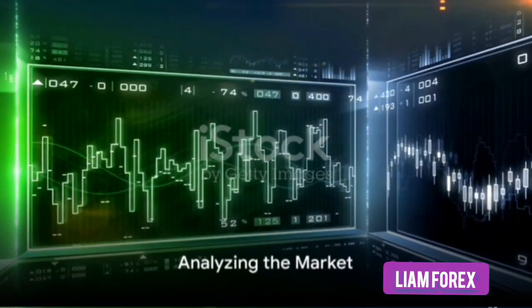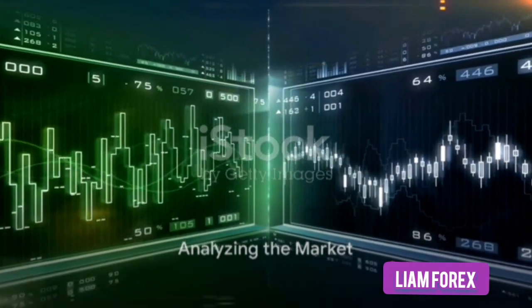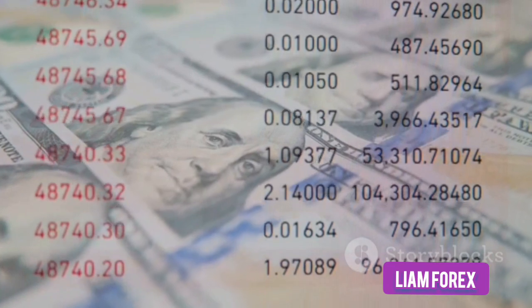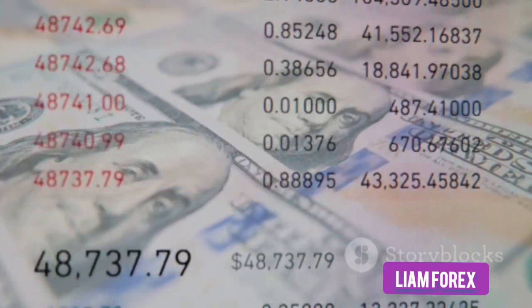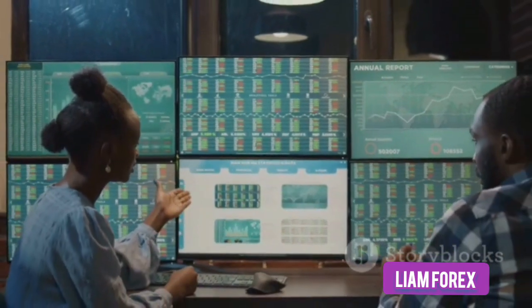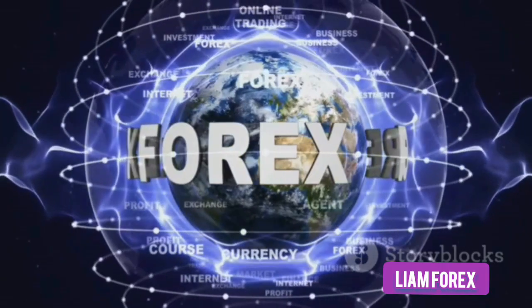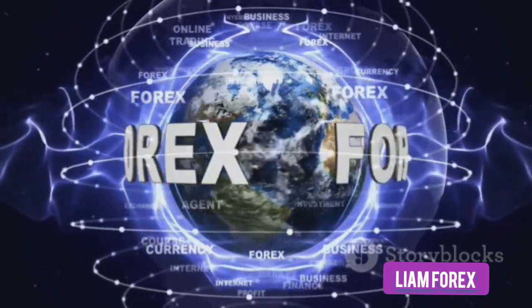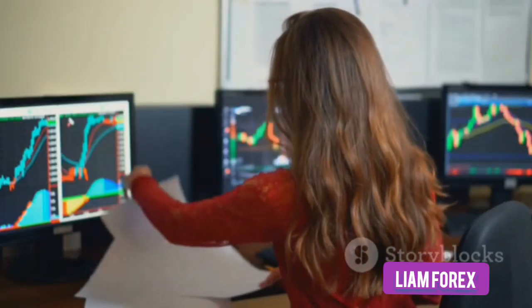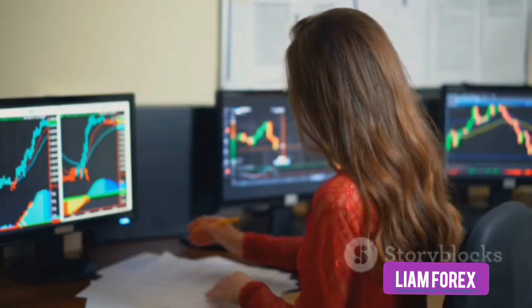Once comfortable with the platform, the next step is to analyze the market. This involves studying economic, political, and social factors that can impact currency prices. Traders use two main types of analysis: fundamental and technical. Fundamental analysis involves evaluating economic indicators and geopolitical events, while technical analysis involves studying chart patterns and trends.